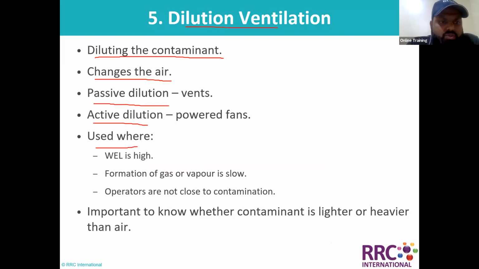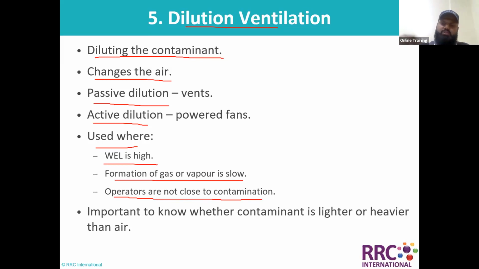It is used where the workplace exposure limit is high, and the formation of gas or vapor is slow or very low. Usually it does not build up over there. Operators are not close to the contaminants. You go over there only for a short time and then get outside, and it is still a big area. So of course, the exposure limit would not affect you much. So we use passive dilution over there.